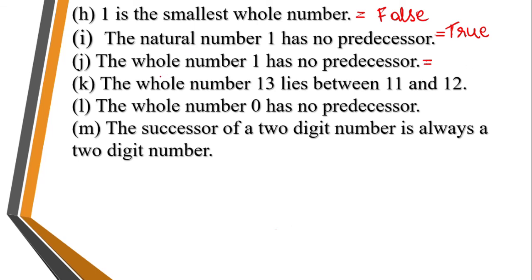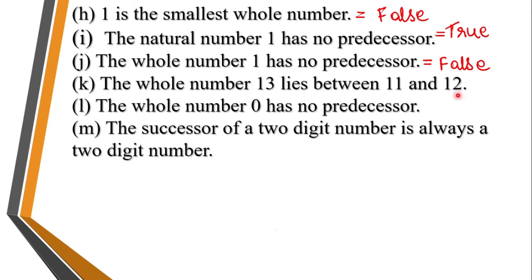Right? If we consider it as a whole number and say it has a predecessor which is a whole number, which is 0, the statement is false. The whole number 1 has no predecessor. It has a predecessor, right? So the statement is false.